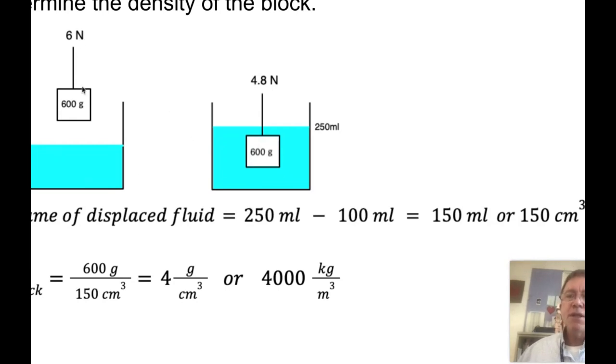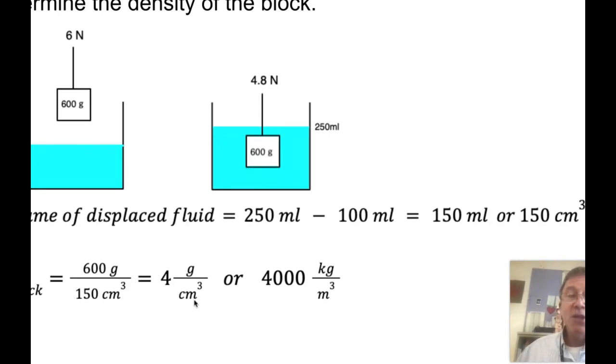Okay, so I lower this object in, and when I do, it's going to displace a volume equal to its volume. So I went from 100 milliliters to 250 milliliters. That means there was 150 milliliters of displaced fluid. And remember, the nice thing is a milliliter is equal to a cubic centimeter, so that's 150 cubic centimeters. If I want to know what the density of the block is, it's pretty easy. I know the mass of the block is 600 grams, and it displaced 150 cubic centimeters of water. So I know that the density is 4 grams per cubic centimeter.